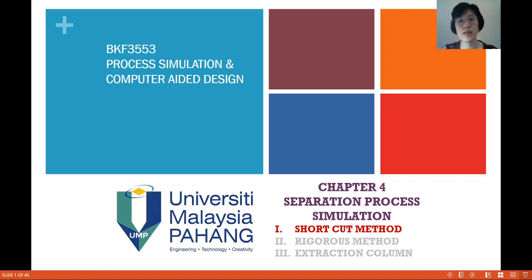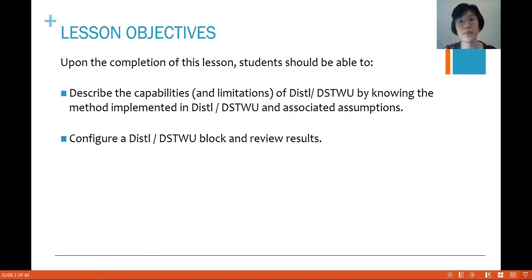Today we are going to start a new chapter, Chapter 4, on the separation process simulation. Chapter 4 will be split into 3 sections. The first section is on the shortcut method. The second section is on the rigorous method, while the third section is on the extraction column simulation. As of today, we are going to have the first section, which is on the simulation using the shortcut method.